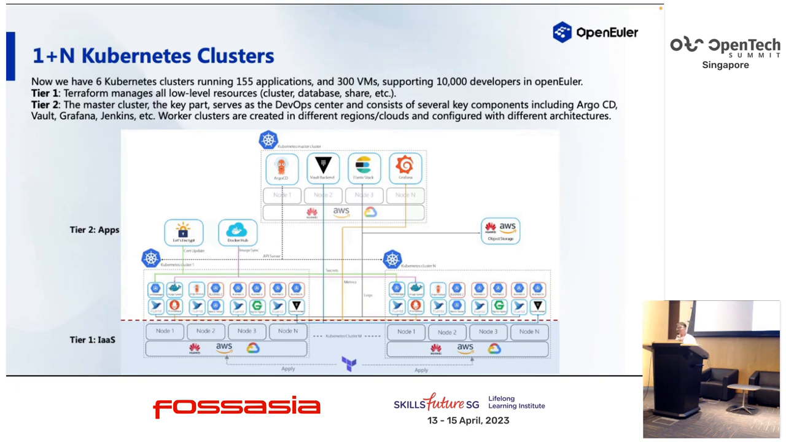Once we have created a new version of our application's images, we will use ArgoCD to sync changes into our different clusters. We have about 155 applications running on about 300 VMs, and currently we have 10,000 developers in openEuler. So it's a huge infrastructure. All of the applications will be deployed into our business clusters directly.